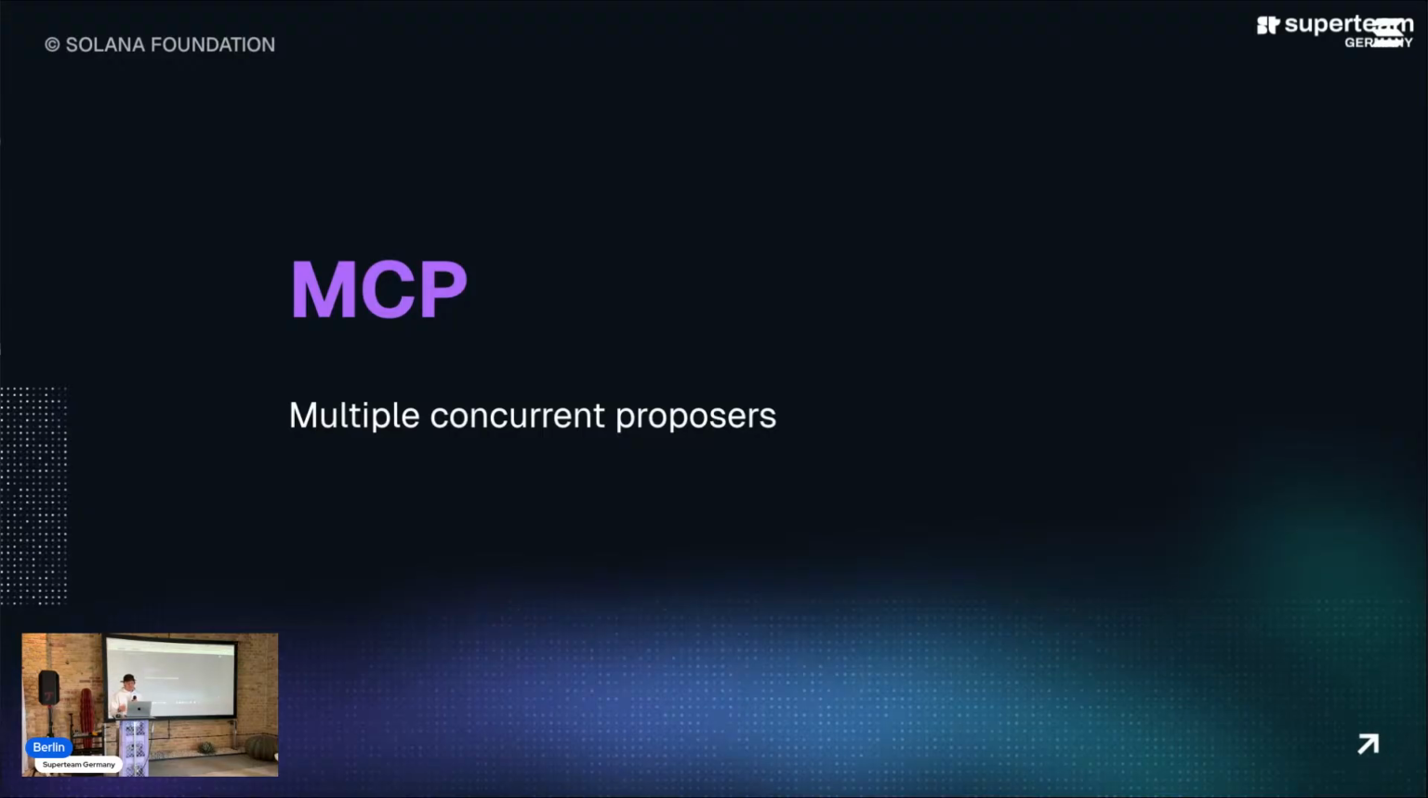So there's a bunch of problems still on Solana. As you know, we have only one leader at any point, which creates the whole block. And to solve this, there is a proposal by Anza, which is called multiple concurrent proposers.